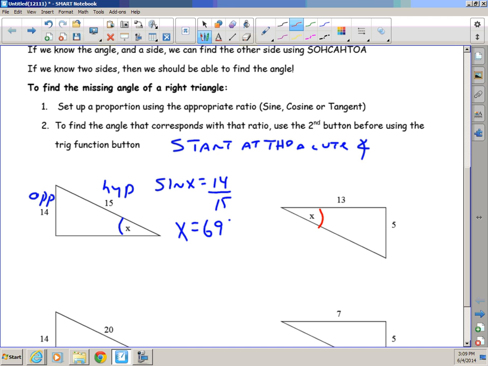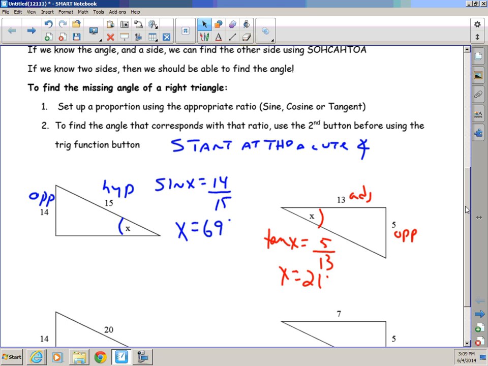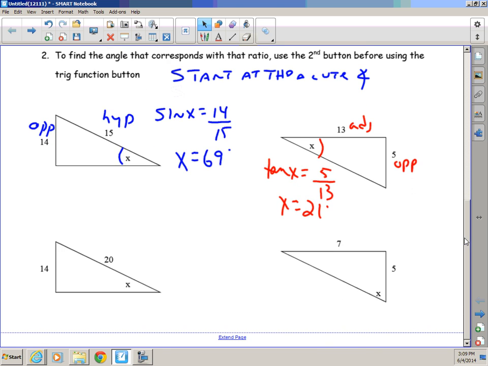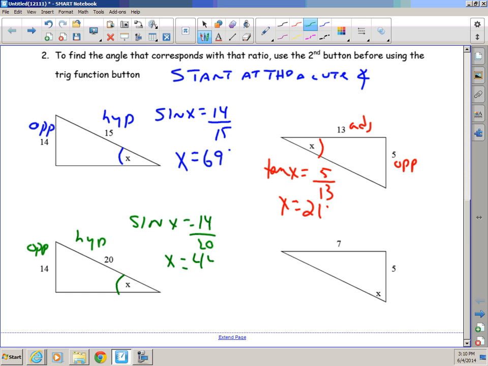Here we have opposite, adjacent, so that we know the tangent of x is 5 over 13, so that x is 21 degrees. Right? So the nice thing here, once your proportion's set up, you're just going right to your calculator. Okay, here we have opposite, hypotenuse again. So the sine of x is equal to 14 over 20. X is equal to 44 degrees.